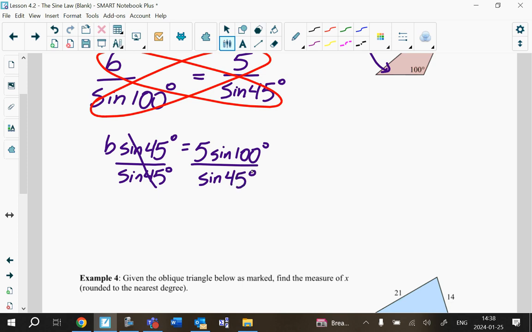So b is going to be 5 times the sine of 100, and then I'm going to take that answer and divide by sine 45. And I'm going to round to the nearest whole number, because that's what we're asked to do. 7? Good.